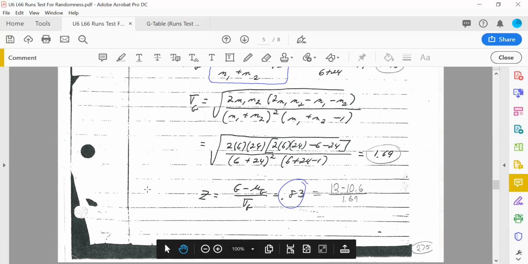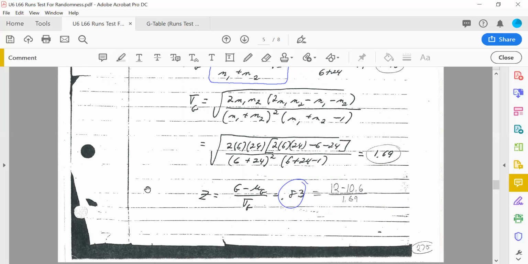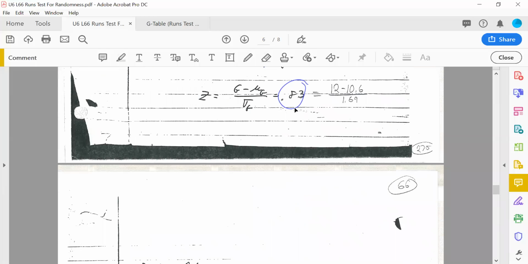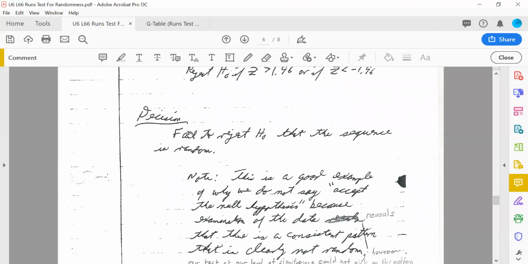To finish this up, this is a 5% two-tailed z-score test. What's the decision rule? You know it. You love it. Reject if you get greater than 1.96 or less than negative 1.96. An easy decision rule here for the large sample. Is 0.83 greater than 1.96? It is not. So we are going to fail to reject H0 that the sequence is random.